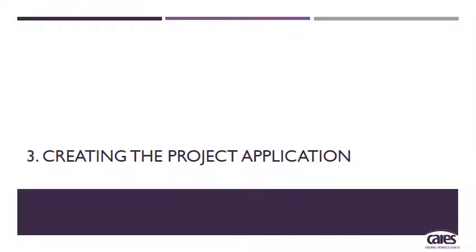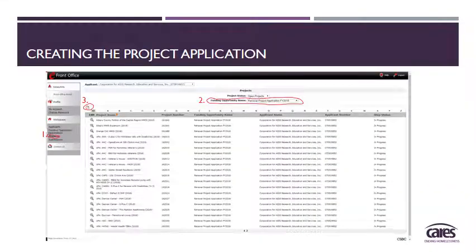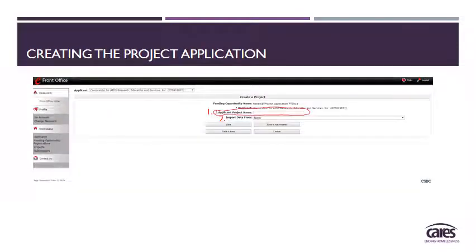Now we move on to the third part of your project application, which is creating the project application. This essentially means you are giving a name to your project. In order to create your project, you're going to go underneath the workspace and select Project. You're then going to go to Funding Opportunity Name and the drop-down menu and select Renewal Project Application FY 2018. You're then going to go to the little piece of paper with a check mark on it and select that. You will be brought to this screen where you will name the project application.